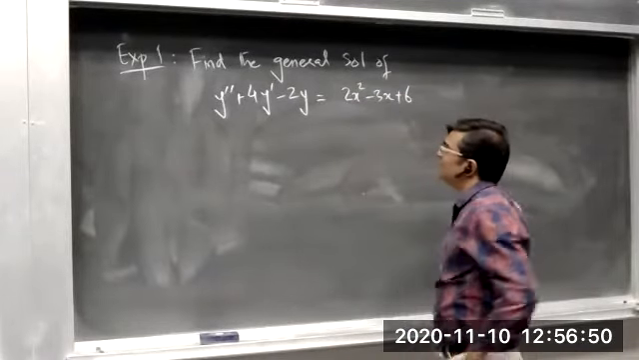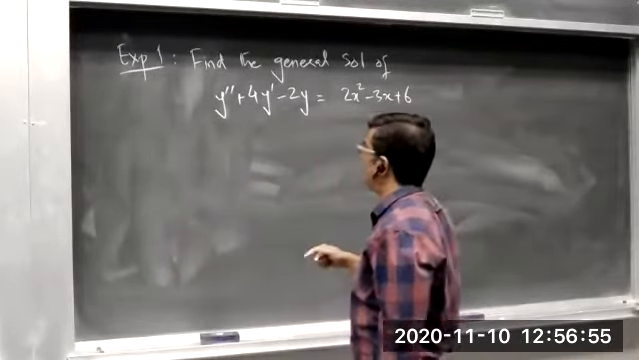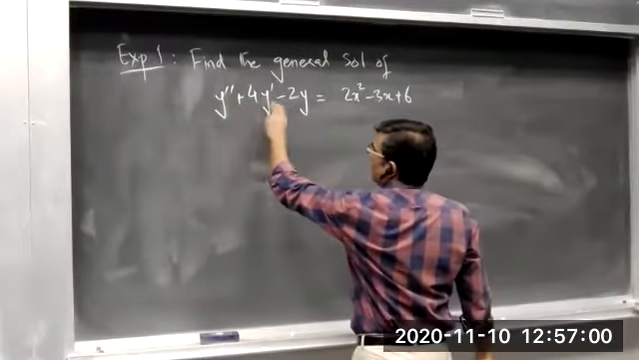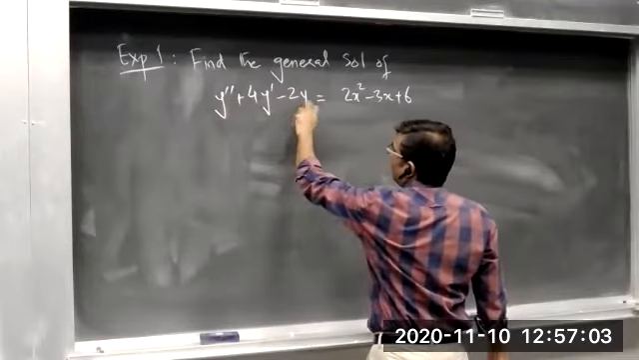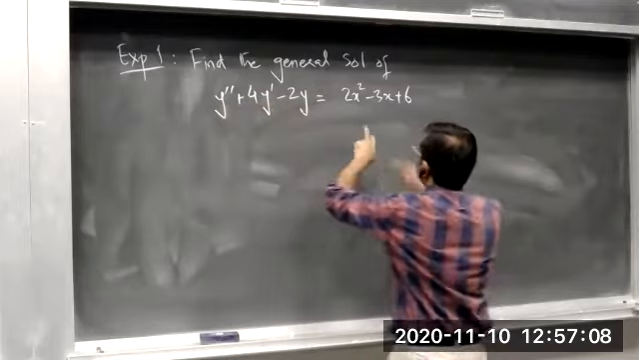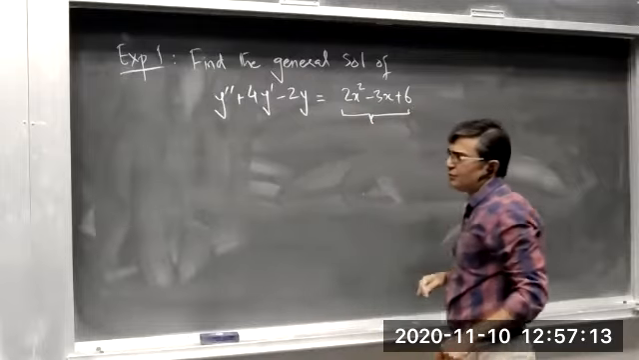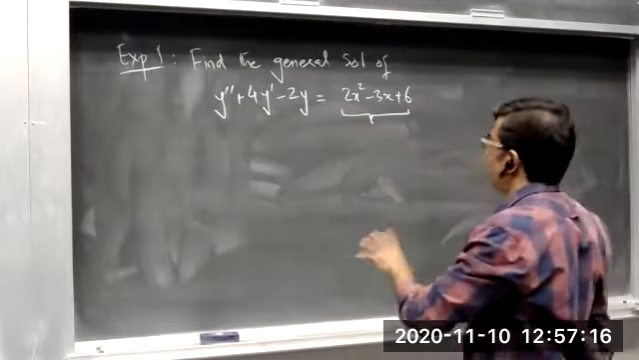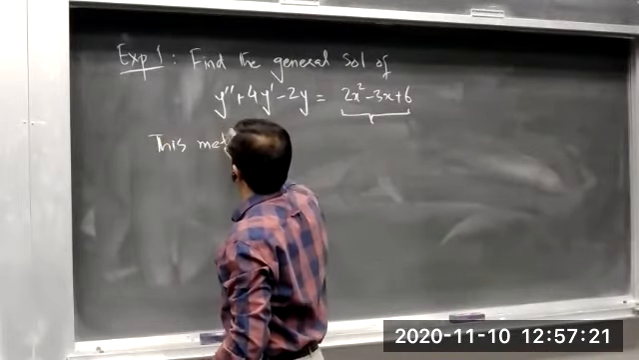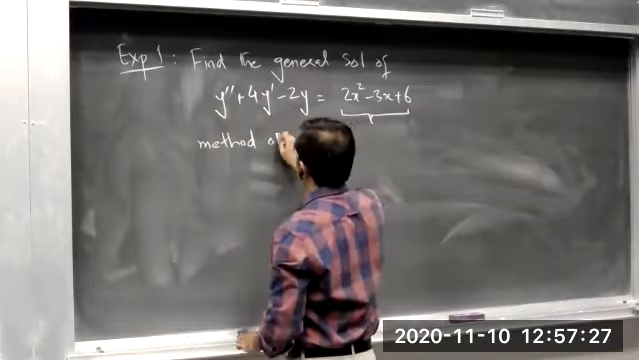Now, you can see that first you need to check whether this method is applicable. Check both conditions. The first condition is that the coefficients of this differential equation must be constants. They are constants, it's okay. The right hand side is a polynomial function. It is a polynomial of degree 2. Okay, so this method, the method of undetermined coefficients, is applicable.